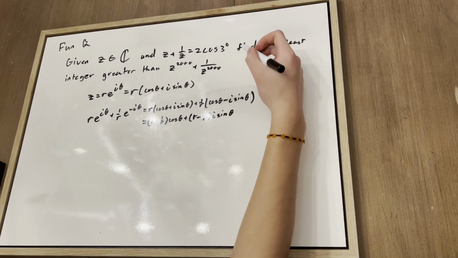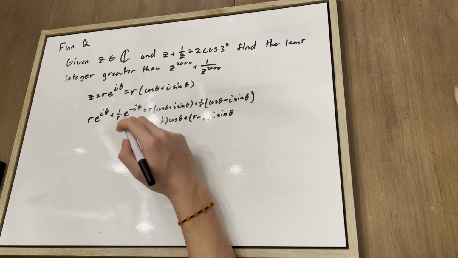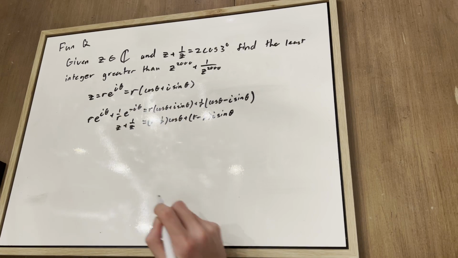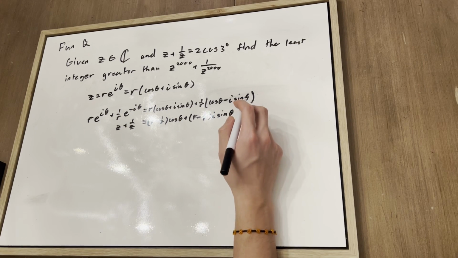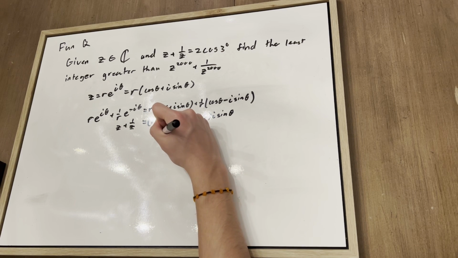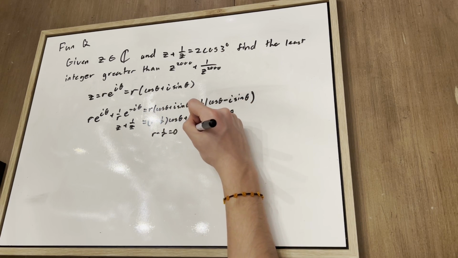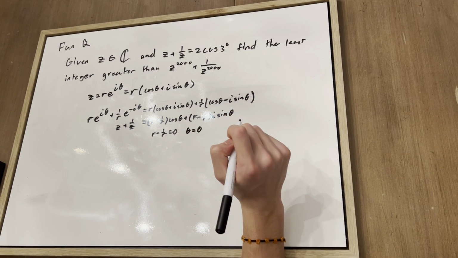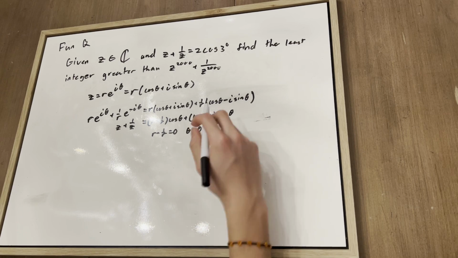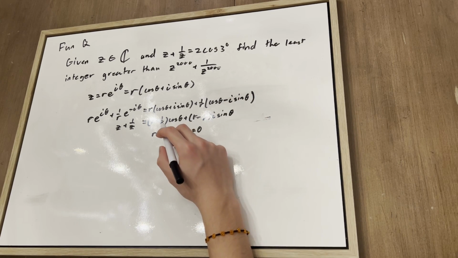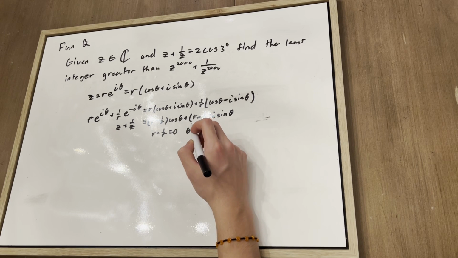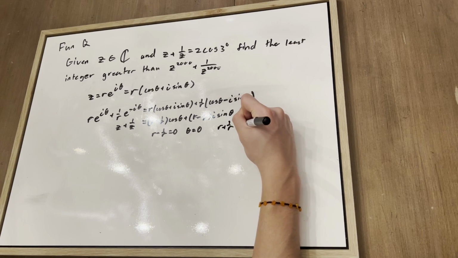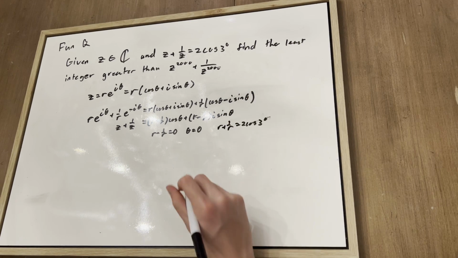So from here, since we know that 2 cosine 3 is completely a real number, that means that this, which is still equal to z plus 1 over z, this imaginary part has to go to 0, which either means that r minus 1 over r equals 0, or that theta equals 0, since sine 0 is equal to 0. Now, if we assume that theta equals 0, then this part cancels out, and we're just left with this part. And since cosine 0 equals 1, this part also cancels out. So we get r plus 1 over r equals 2 cosine 3 degrees.